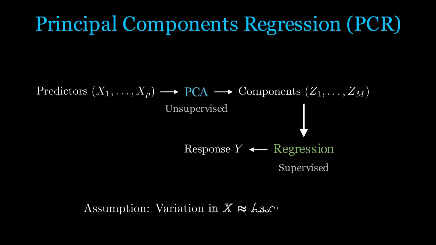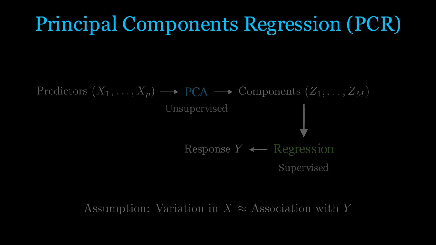The underlying assumption of PCR is that the directions in which the predictor variables exhibit the most variation are also the directions most associated with the response variable. If that assumption holds, then fitting least squares to m principal components will lead to better results than fitting least squares to a selection of m original predictors. We can also mitigate overfitting if m is significantly smaller than p.